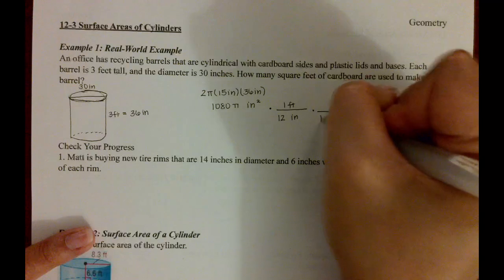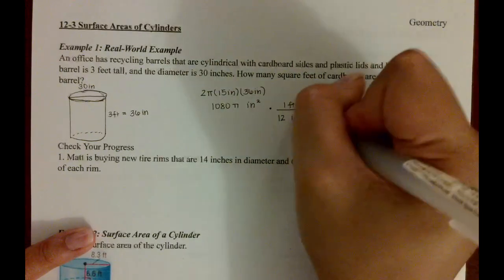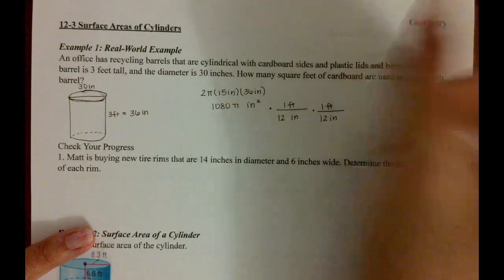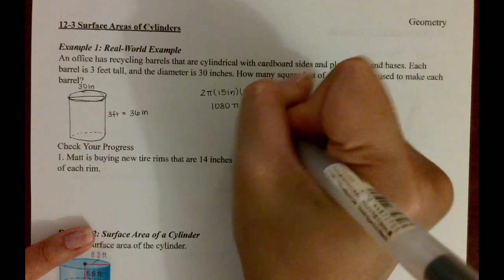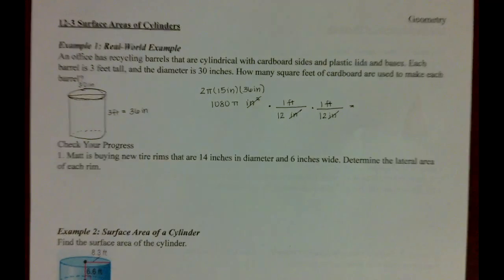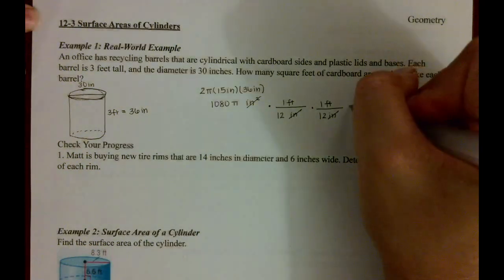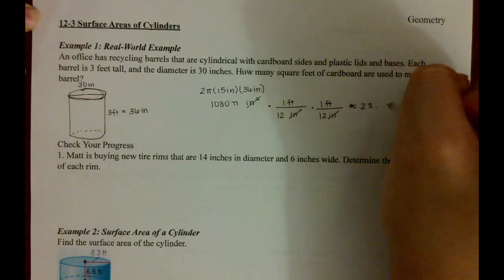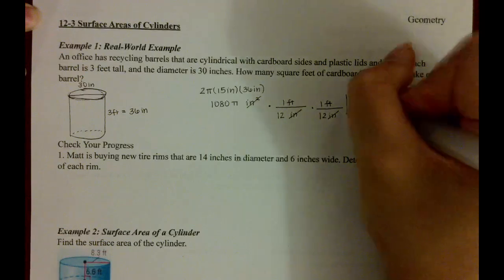And I'm going to do it again because it's inches squared, so I need to get rid of the inches twice. It's 1 foot. Inches squared cancel out with the divide by inches and the divide by inches. So now I just need to do 1080 divided by 12 divided by 12 again, and times pi. Okay. And then that gives me approximately 23.6 square feet. And there you go.